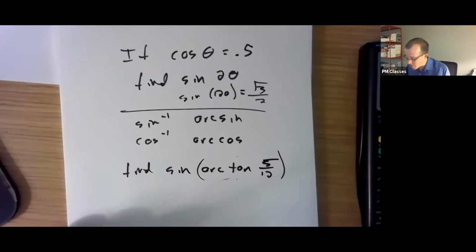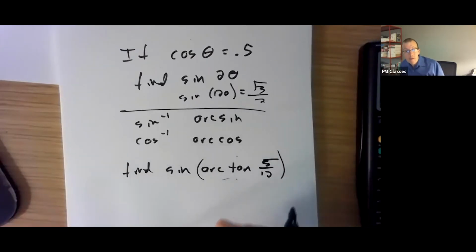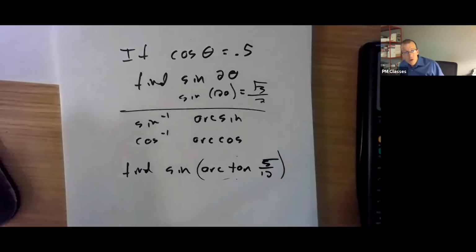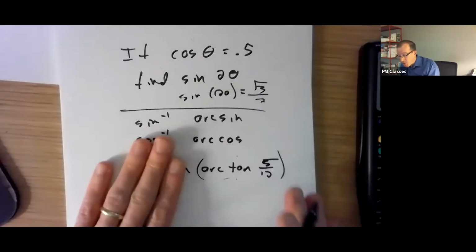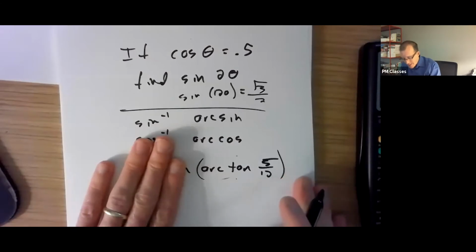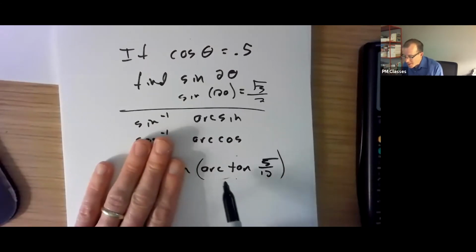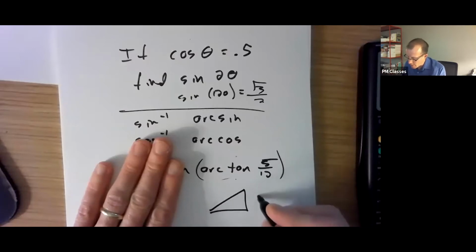People are like, what on earth does that mean? This is more complicated. So if you're a little freaked out by this, and I know I'm going fast, don't panic. This again is all recorded. You can go back and watch it again. I'm going to start from the inside out. Arc tan means the tangent of what angle gets me 5/12.